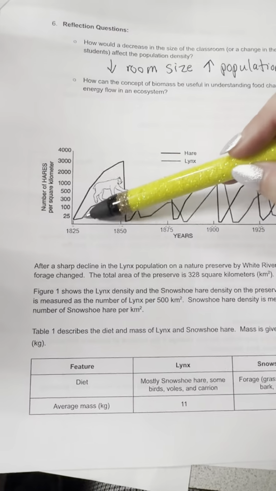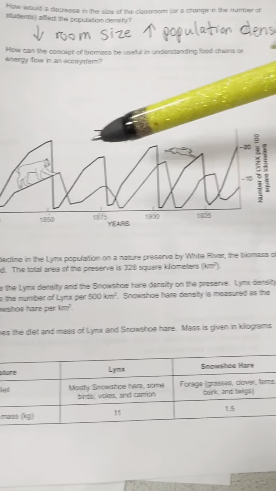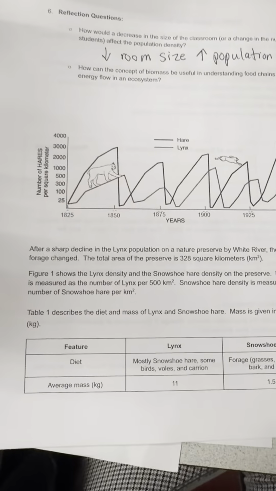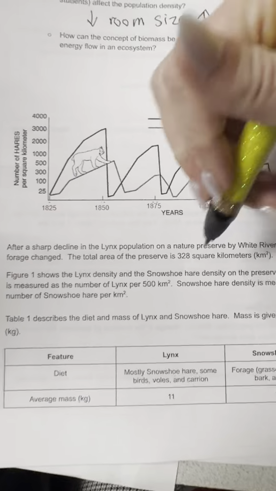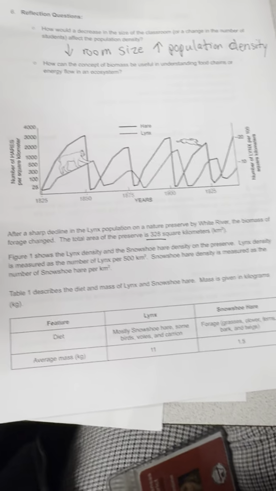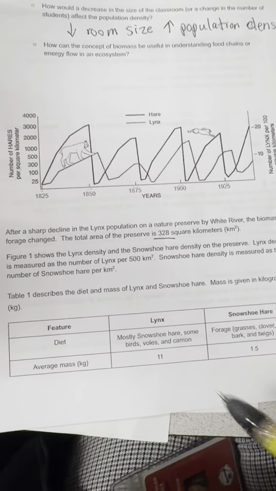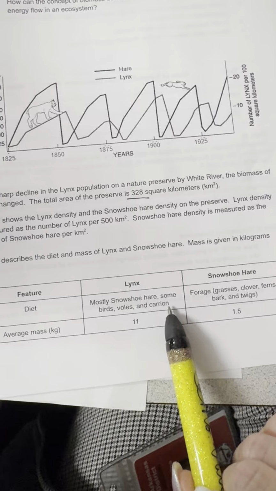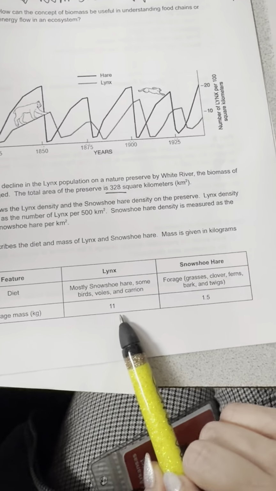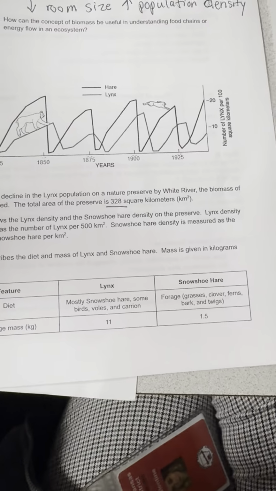The lynx is on this gray line, and then the hare, the rabbit, is represented on the black line. We have some basic information. We have our area being 328 square kilometers. It tells us how our chart's set up. We have the snowshoe hare, the lynx diet and the hare diet. This is how much a lynx weighs. This is how much a hare weighs.